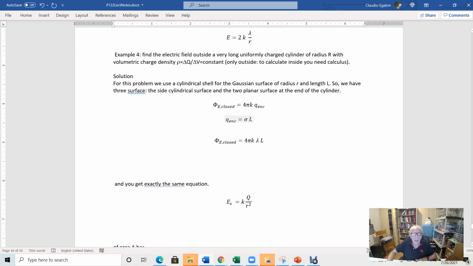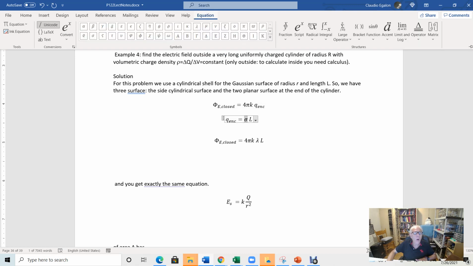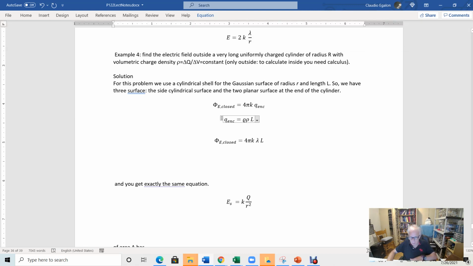We call rho the volumetric density. It's this rho that I want, not the other one. Here you go, times the enclosed volume, by the way. The enclosed volume is what?